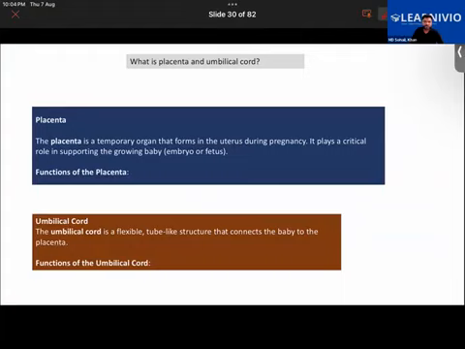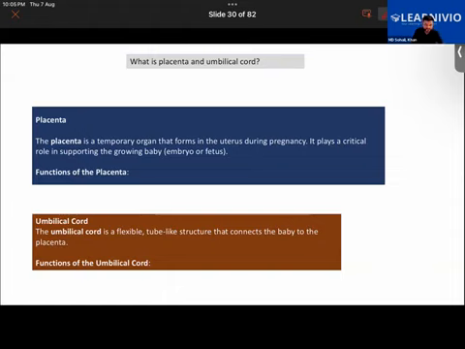Good. Talking about the function of the placenta, it's basically a tissue that will be transferring all the necessary requirements to the child from the mother. So it's a very important structure. It will be responsible for transferring the nutrients, for delivery of oxygen to the fetus. It will also help in removal of the waste.